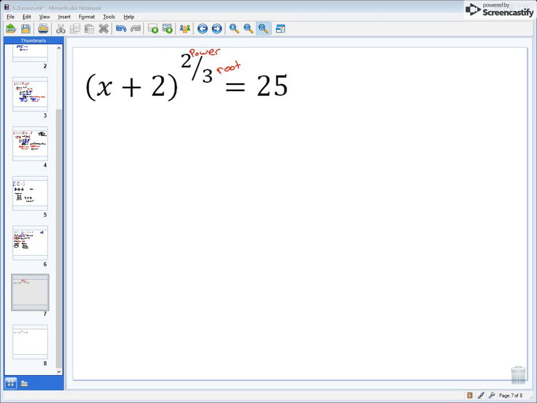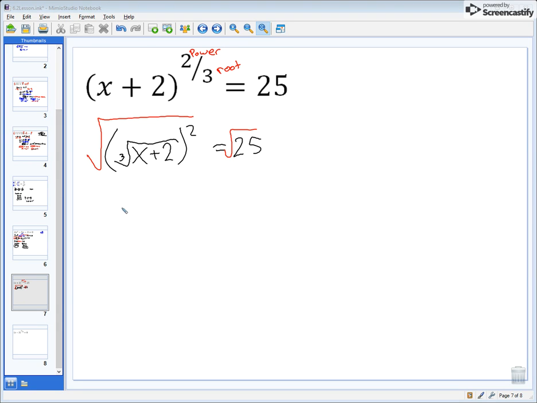So what we want to do to get rid of this is we want to say if I have x plus 2 and it's got the third root and it's being raised to the second power, I can rewrite this left side like this, the third root and the second power. Now I can just work with the powers and the roots and get rid of them by doing the opposite. To get rid of the raised to the second power, or in other words squared, I would have to take the square root of both sides.